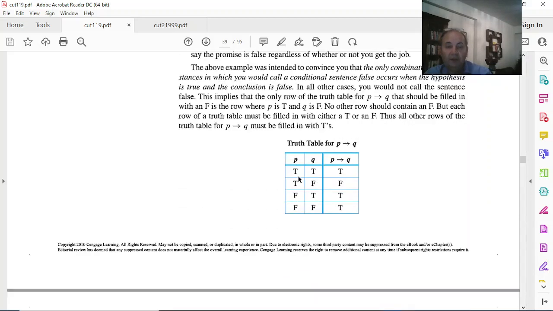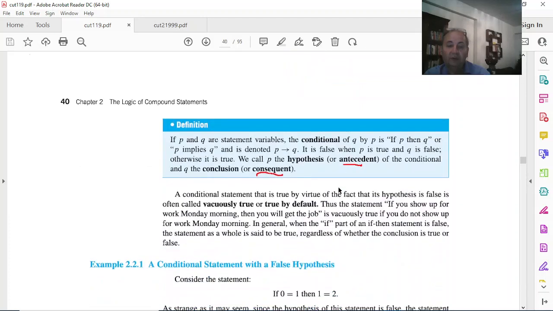When you use the if then, the truth table looks like that. When the two inputs are different, the only false is when the first one is true and the second is false. The hypothesis is true, the consequence or conclusion cannot be false. This is the way you obtain this false, okay? This is the only way you can obtain false. All other three are true. Conditional: hypothesis or antecedent, conclusion or consequent.